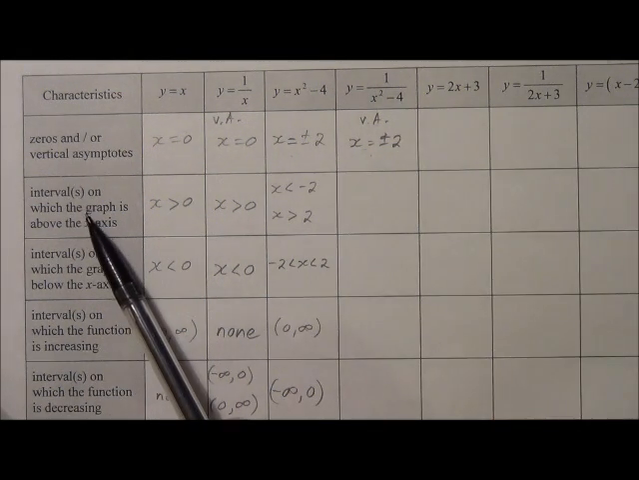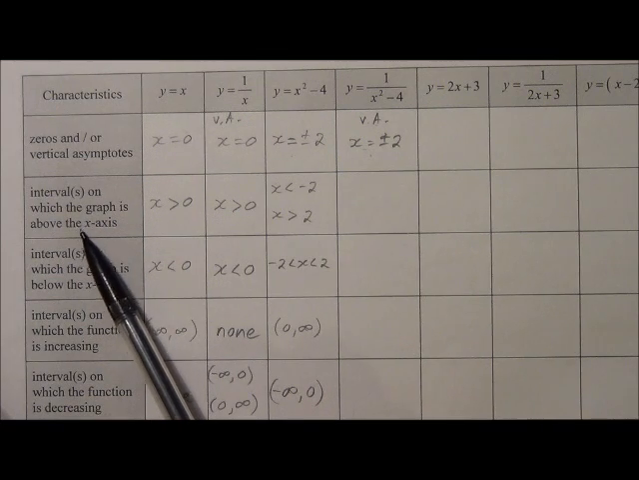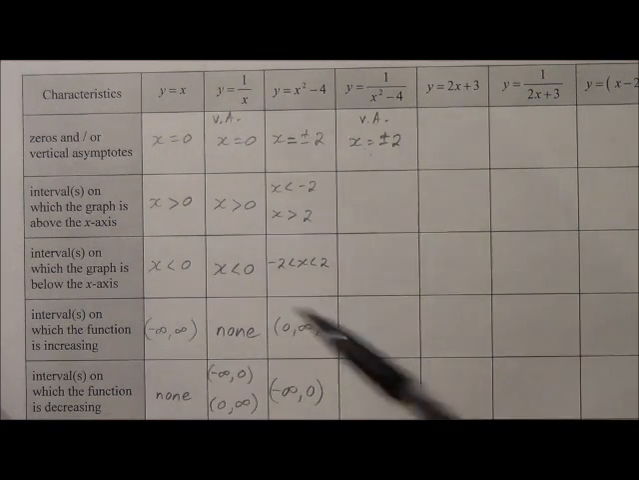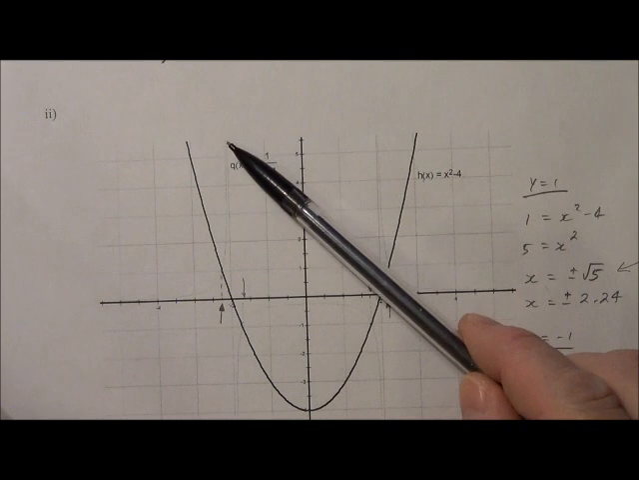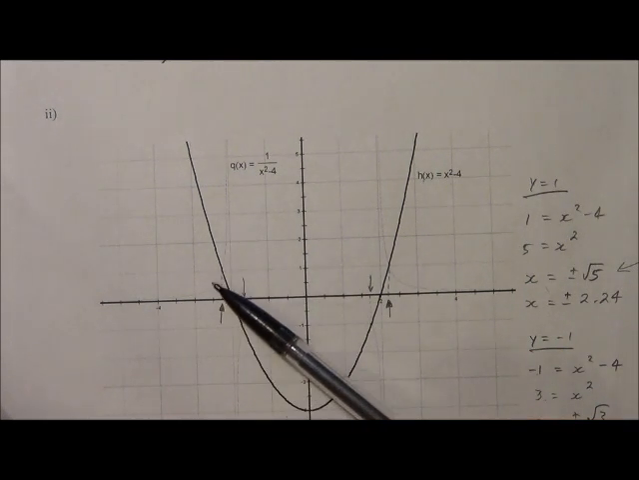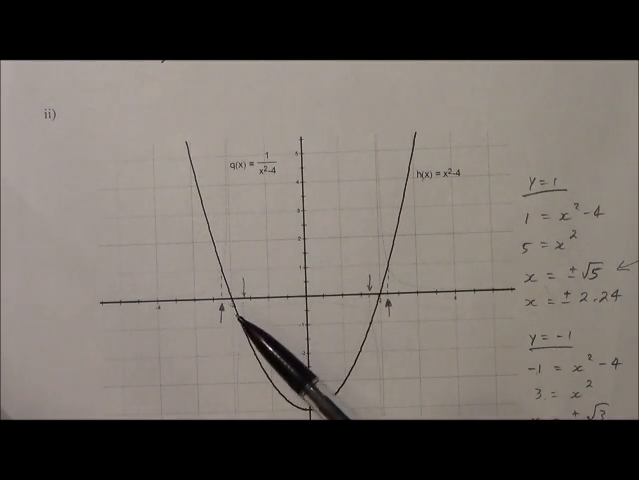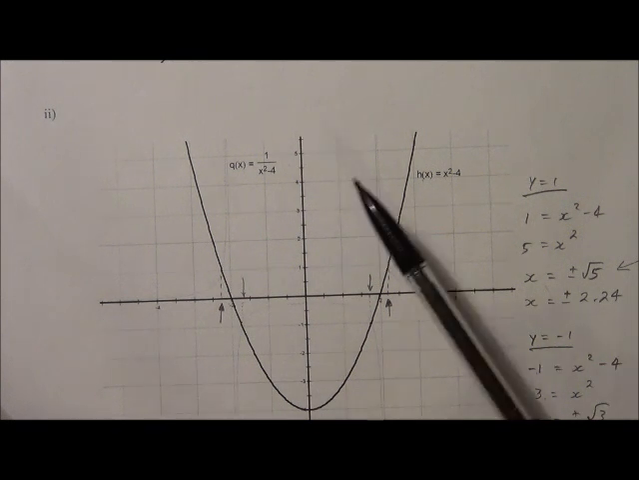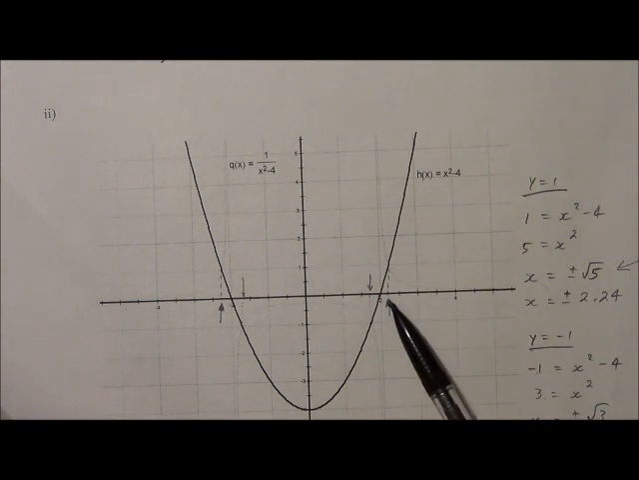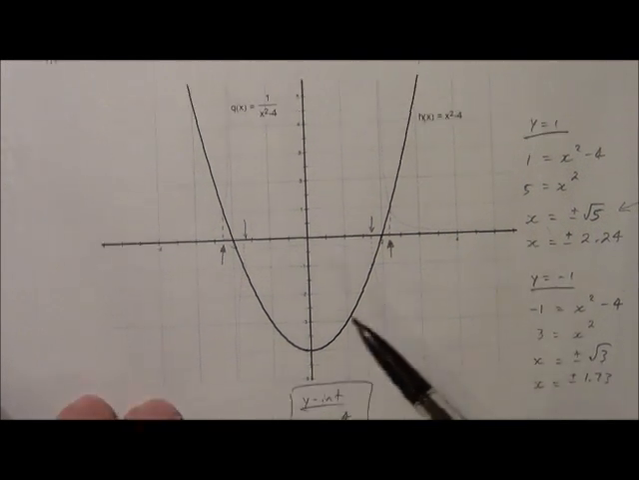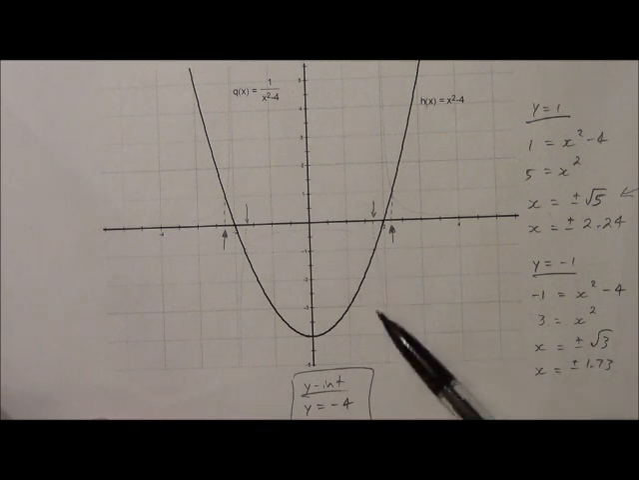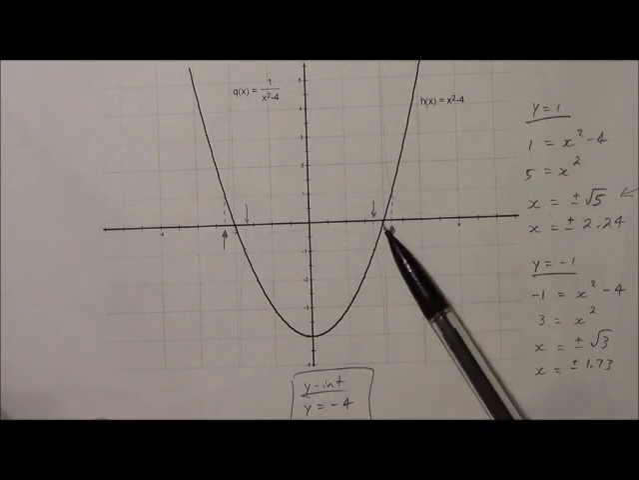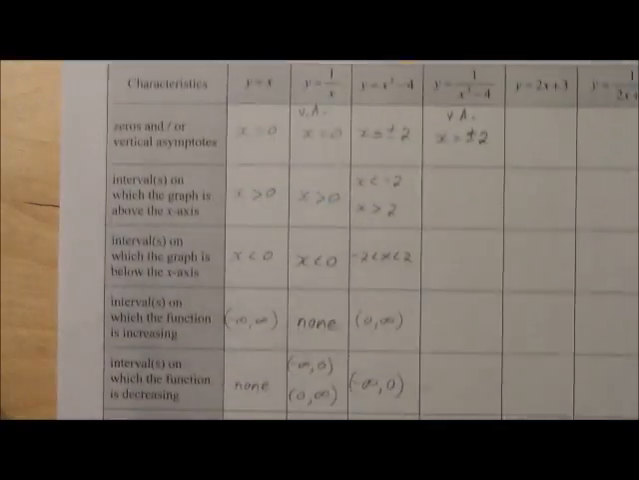Okay, so now we'll take a look at the intervals on where the graph is above the x-axis, and we'll also look at where the graph is below the x-axis at the same time. So the graph here is above the x-axis when x is less than negative 2, and it's also above the x-axis when x is greater than positive 2, and the graph here is below the x-axis when x is between negative 2 and 2. Okay, so we can fill that part out on the table.